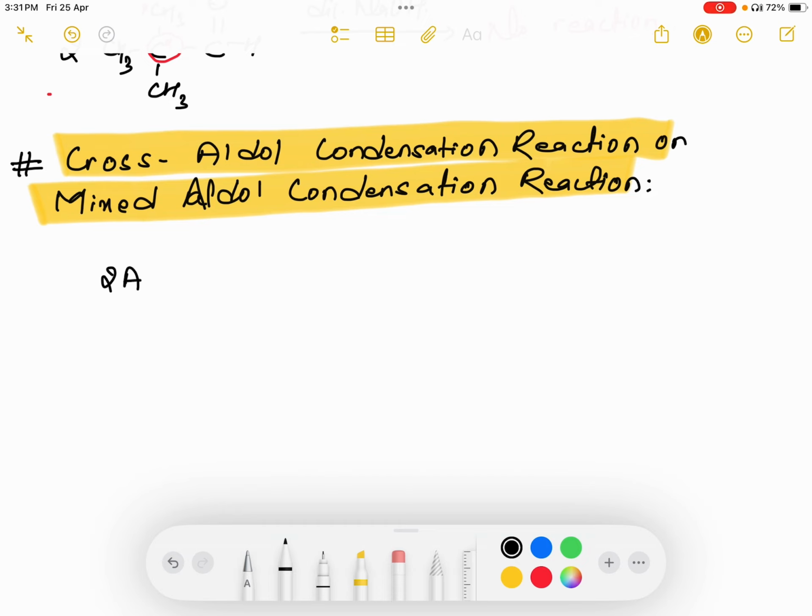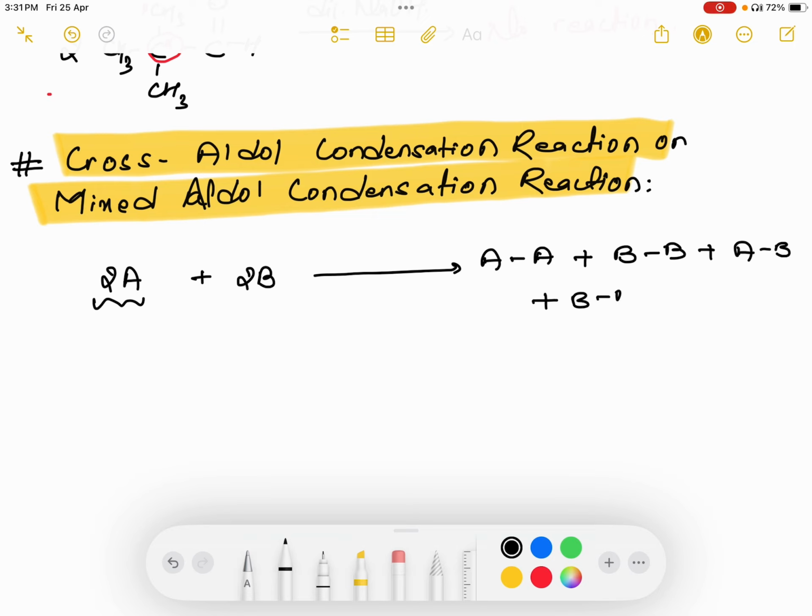I have two molecules of A, and two molecules of B, and if it is being treated, the product can be: the two A can react among themselves and form AA, or I can have B with B as product, or I can have A with B as product, or I can have B with A as product. Okay, they will not be the same, they will be different. So what I am simply trying to say is there will be a mixture of products, so it is also known as mixed aldol condensation reaction.